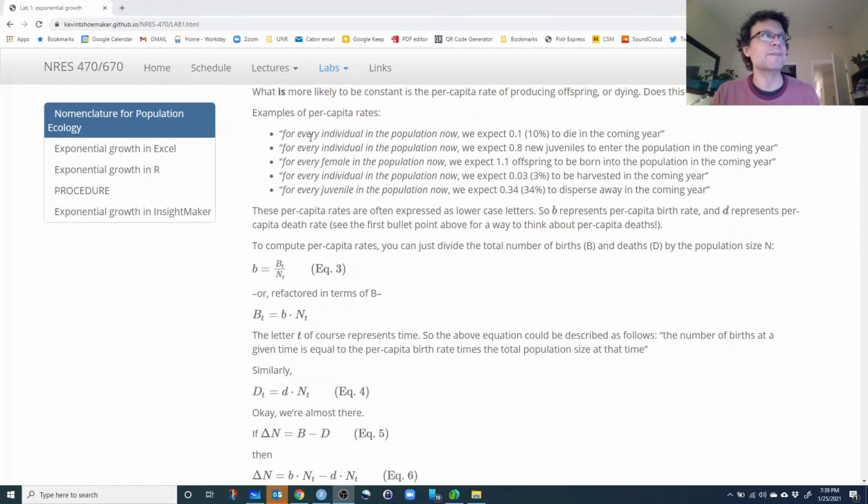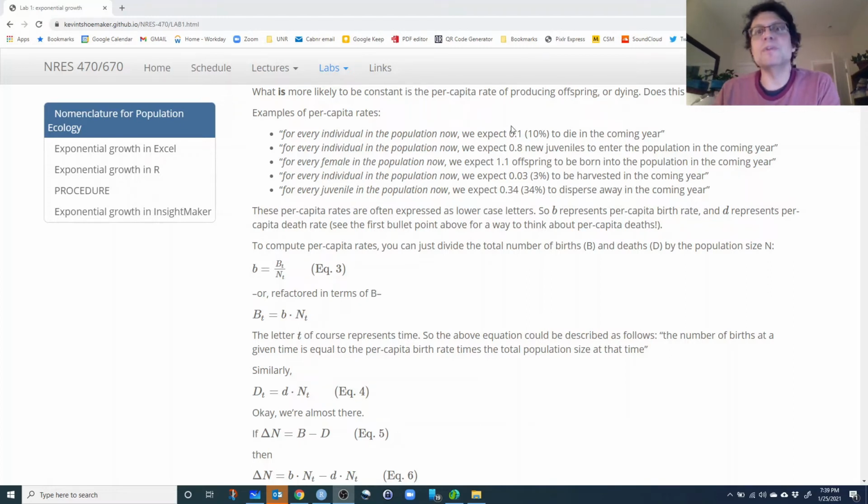Here are some examples. For every individual in the population right now, we expect 10% to die in the coming year. 10% is really a per capita death rate. We're talking about every individual. So if there's 100 individuals, there's going to be potentially 10 deaths. If there's 1,000 individuals, there's going to be potentially 100 deaths, right? 10% death rate. For every individual in the population now, we expect 0.8 new juveniles to enter the population in the coming year. That's a per capita rate.